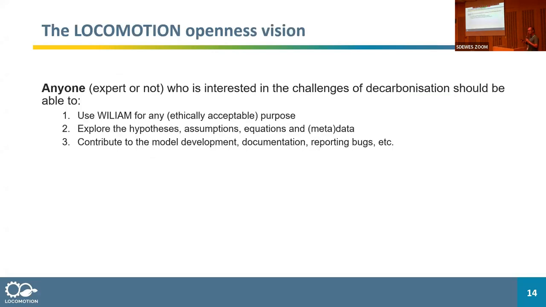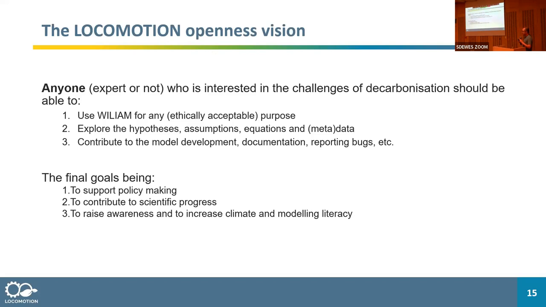Now, in order to solve these issues of these modeling projects, here I show the openness vision of the Locomotion project. So how we approach this issue in Locomotion. The idea in Locomotion was to actually allow anybody with any skill set to be able to run the William model for any purpose. Also that they can explore the assumptions, the hypotheses and equations, and also the data and metadata that are included in these models. And also that anybody that has the skills required for it, they could contribute to improve the model or write the documentation or report bugs and so on.